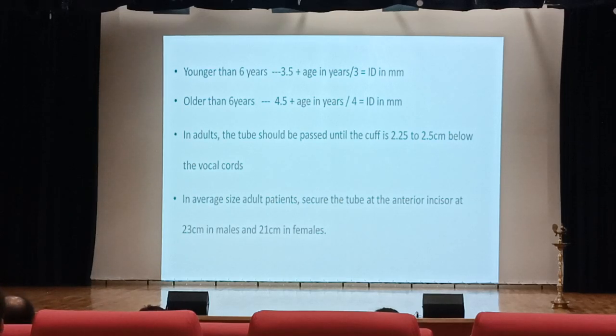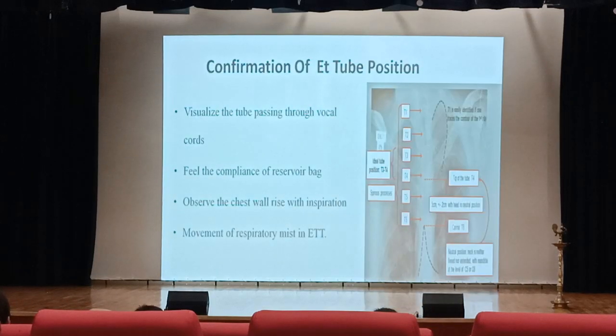So in adults, the tube should be passed until the cuff is 2.25 to 2.5 centimeters below the vocal cords. In average size adults, the tube is secured at 23 centimeters in males and 21 centimeters in females.